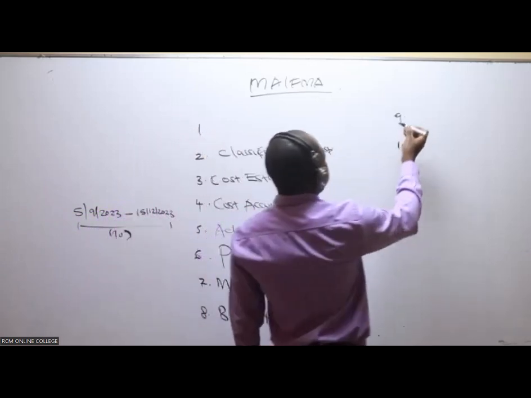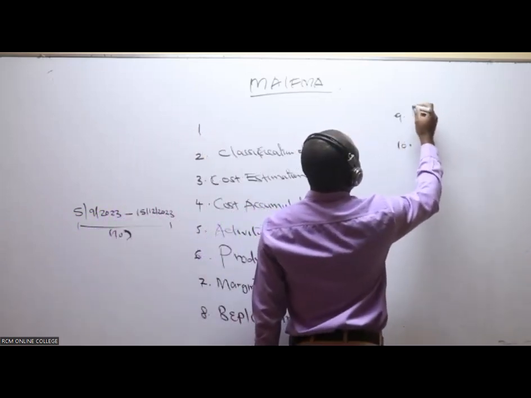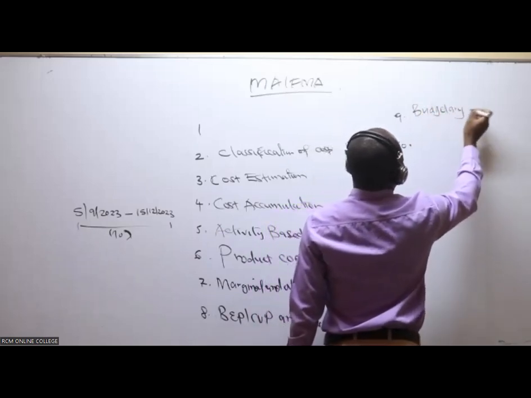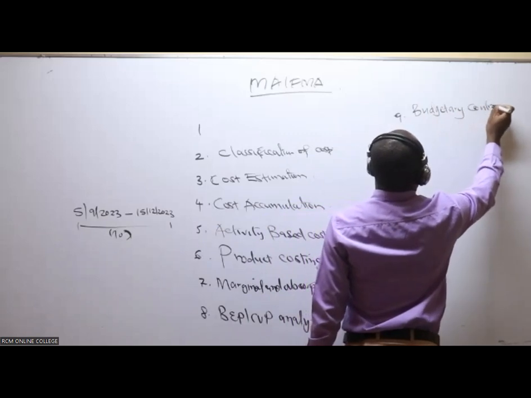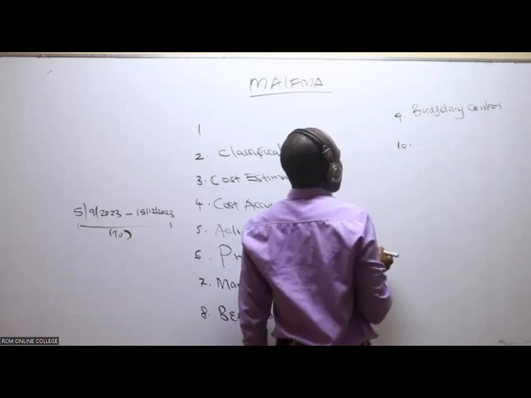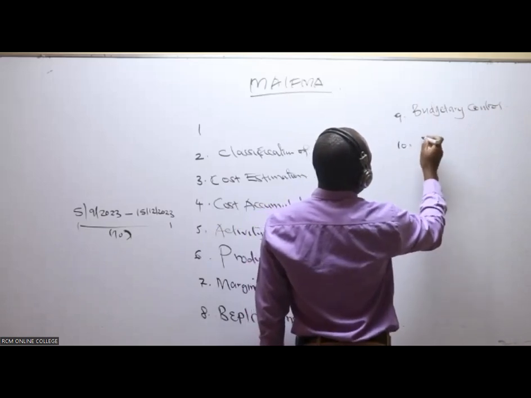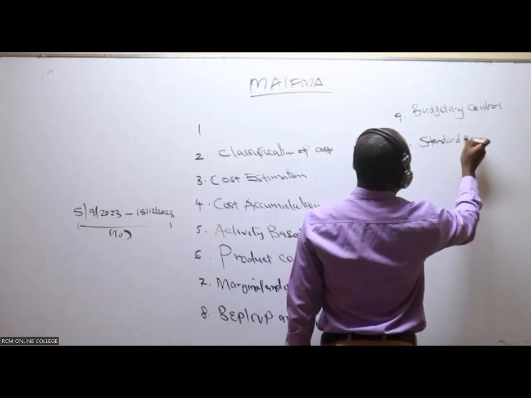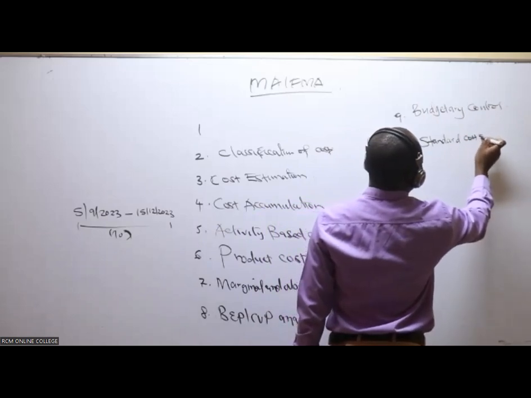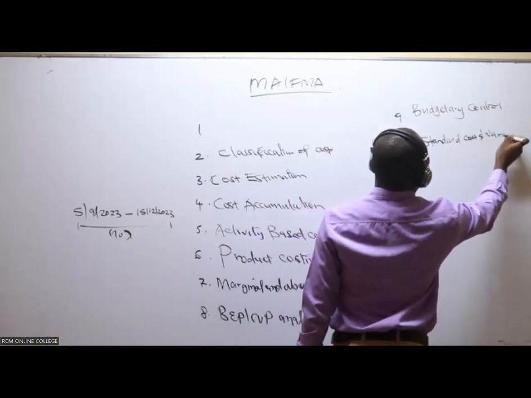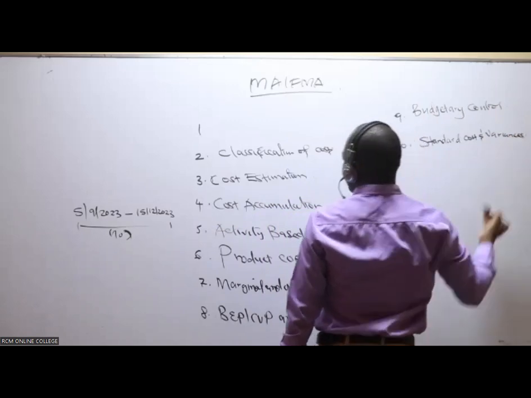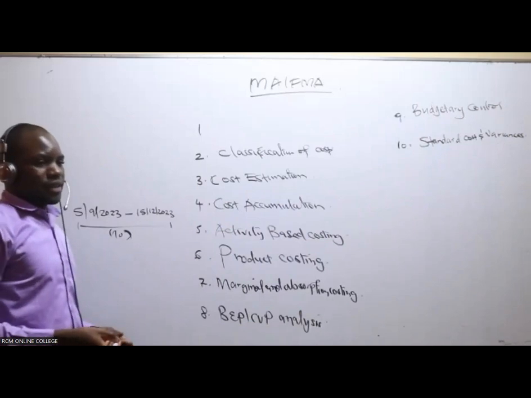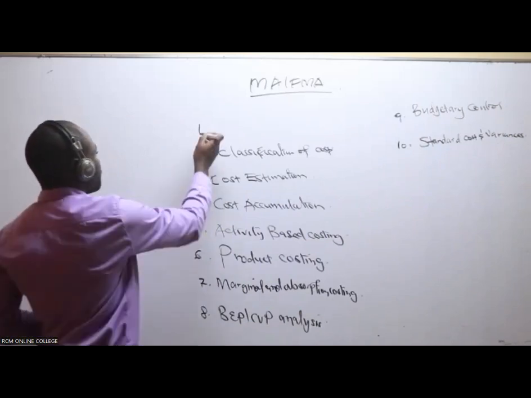We have topic number 9, that is budgetary control. We have topic number 10, that is standard cost and variances. Then you move to our first topic.